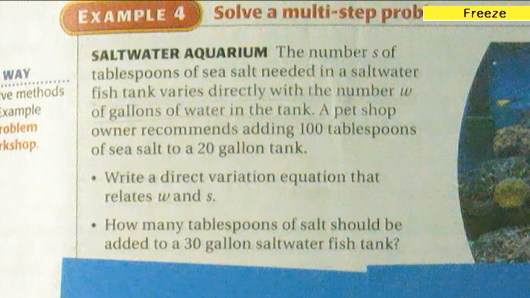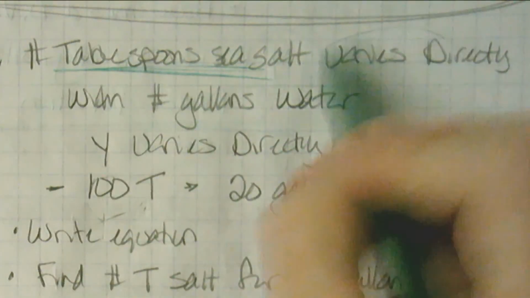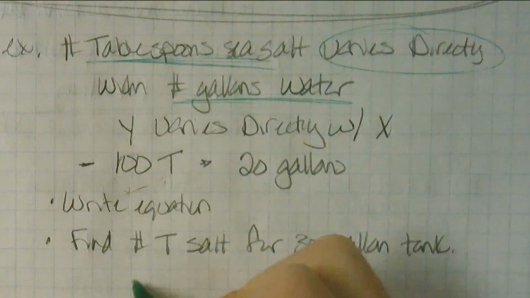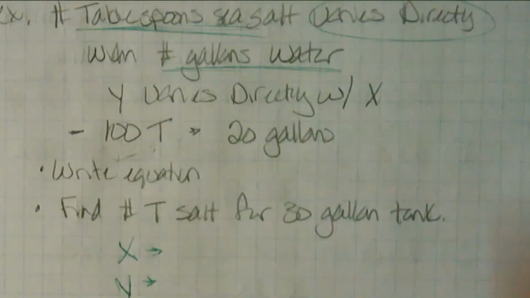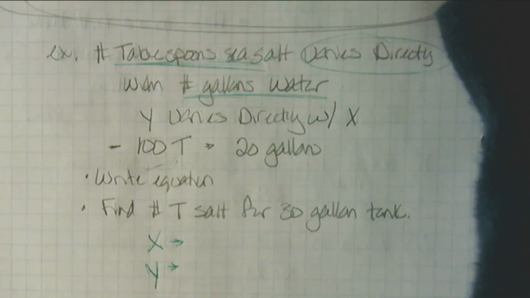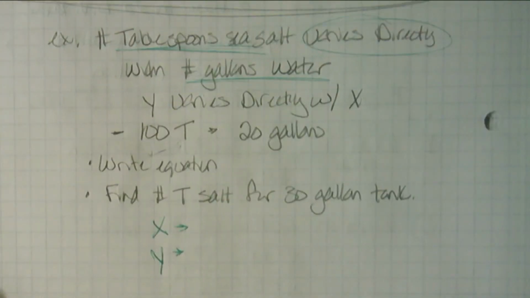So you guys, identify your x information, identify your y information. Somebody tell me, what is my x information here? Remember, y varies directly with x. Number of tablespoons varies directly with the number of gallons. I know they gave us S and W, but I don't want S and W. What is my x information? What is my y information? Lily?